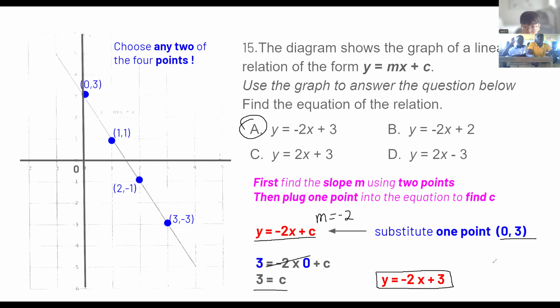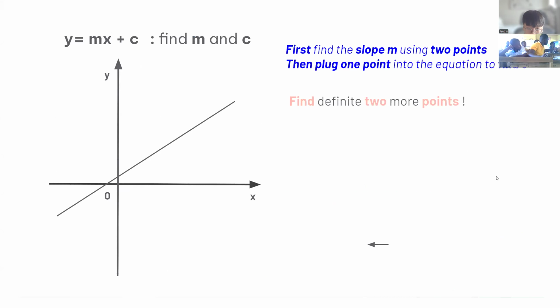Okay. And we can plug in any points, right? We can even plug in 1, 1, or 2, -1, 3, -3. If you plug in all those, we would still get c is equal to 3 eventually.